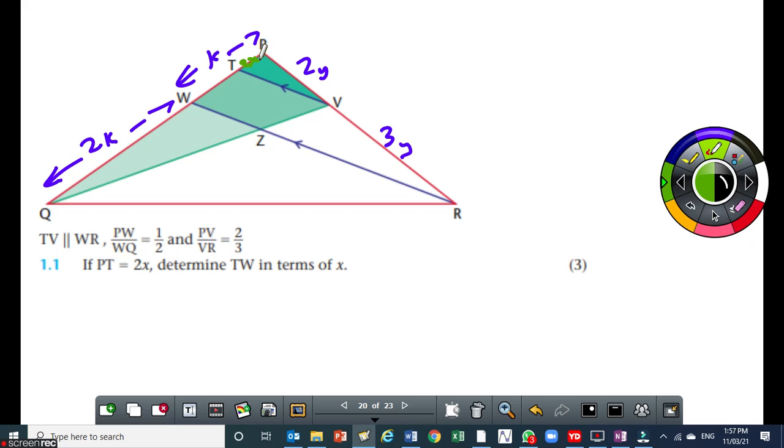Now, check this out. In triangle PWR, we have got two lines that are parallel, that is TV and WR. Therefore, I can use the proportion theorem in that triangle. And also, I now know that the ratio of PV over VR is 2 over 3. Therefore, the ratio of PT over TW is also 2 over 3. But already PT is 2x, which means TW is going to be equal to what? 3x.